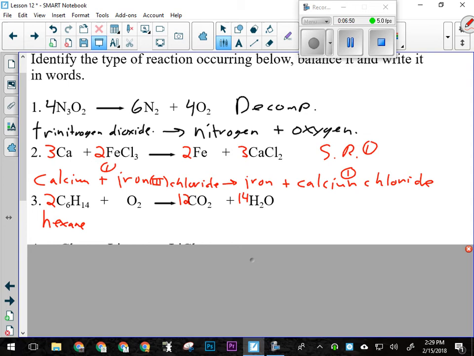Now I've got to look at my oxygens. 2 on this side, and on this side I have 24 here, plus another 14, for a total of 38. Okay? Everybody with me on that? All right, 38 divided by 2 is 19. All right, written out in words, we've got hexane plus oxygen gives us carbon dioxide and water, and this is a combustion reaction. Okay, questions on that one?